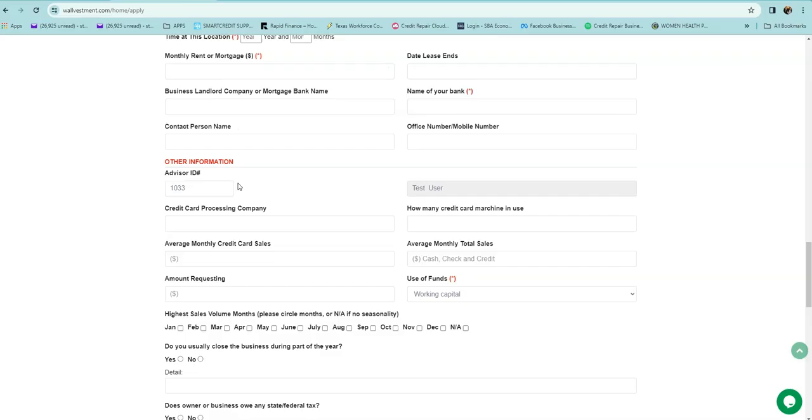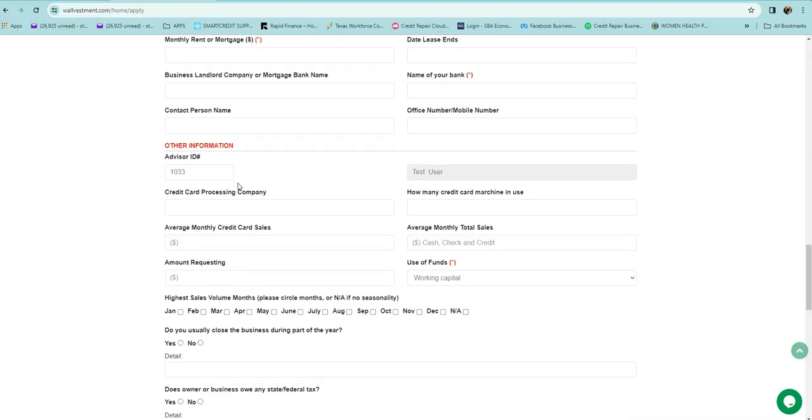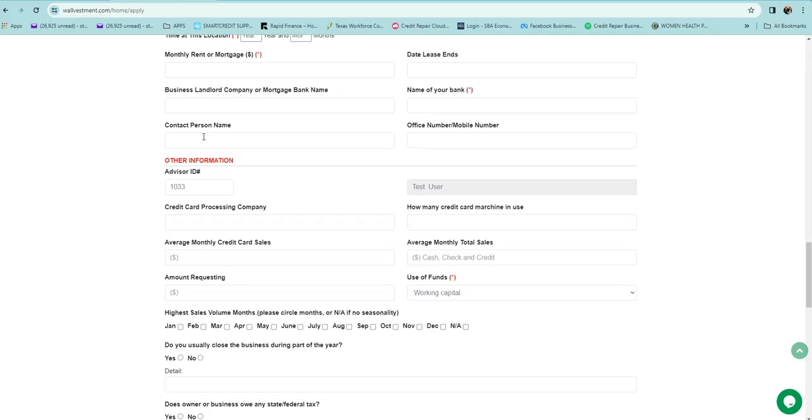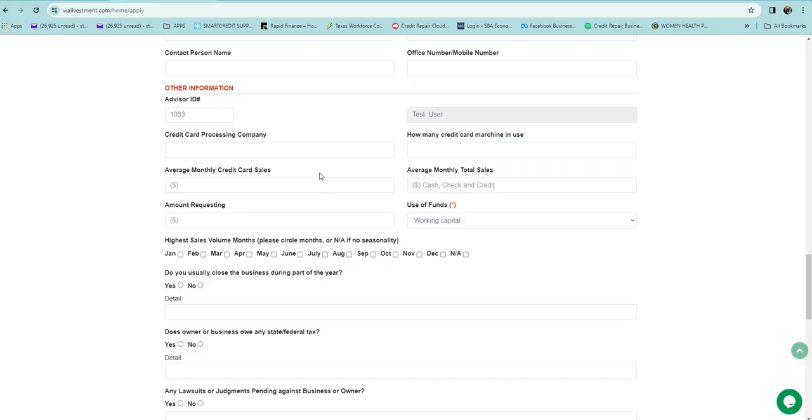Right? So it will speed up the process. Now, the landlord contact name, the landlord company name, their phone number, how to reach them, all that, right? Advisor ID, this is probably one of the most important fields. We need to know who the salesperson is to pay them commission, right?